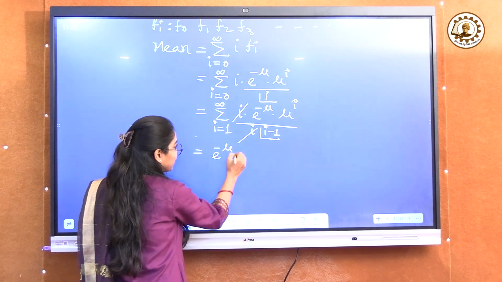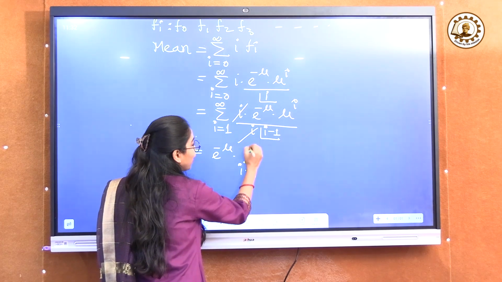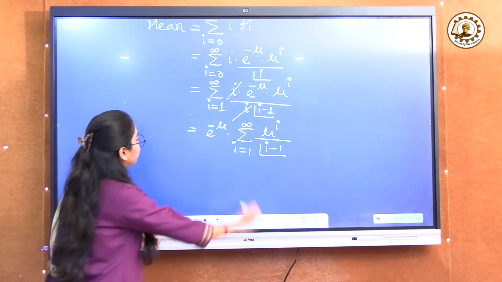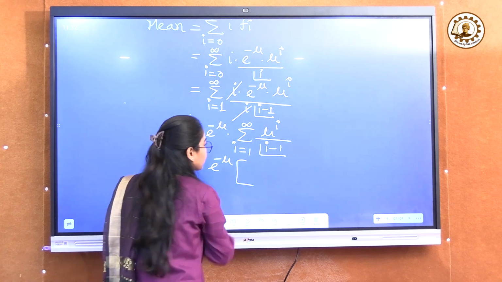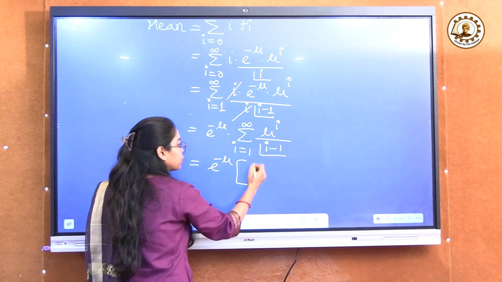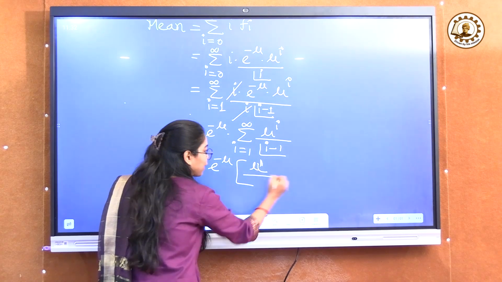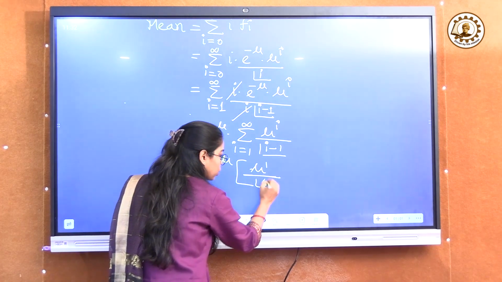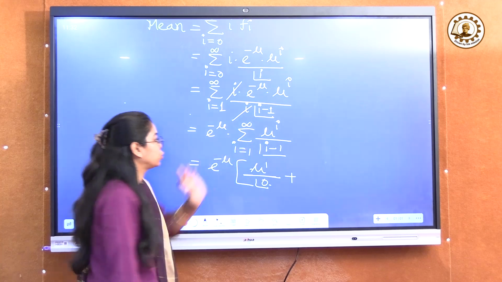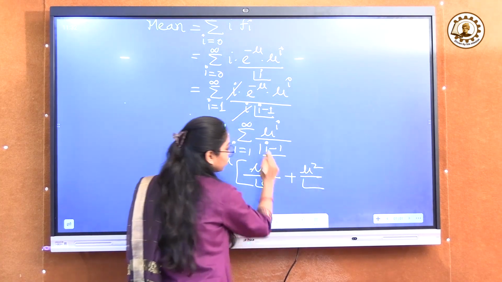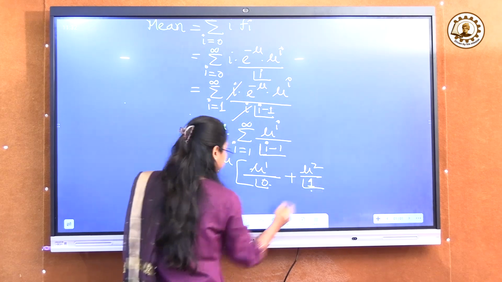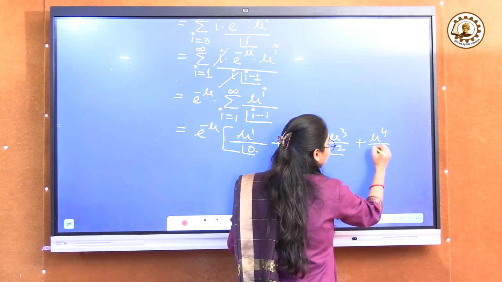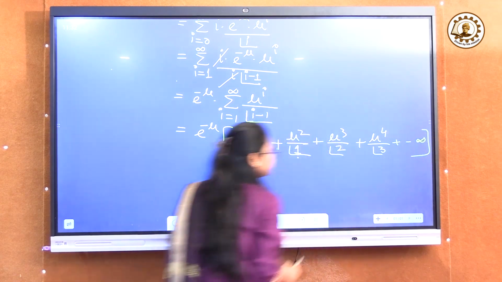Now e to the power minus mu, summation i equal to 1 to infinity, mu to the power i by factorial i minus 1. Now we will put the values of i one by one. First we put i equal to 1, so that will be mu to the power 1 by factorial 0, plus. Next we put i equal to 2, so that will be mu to the power 2 by factorial 2 minus 1, that is 1, plus mu cube by factorial 2, plus mu to the power 4 by factorial 3, up to infinity.